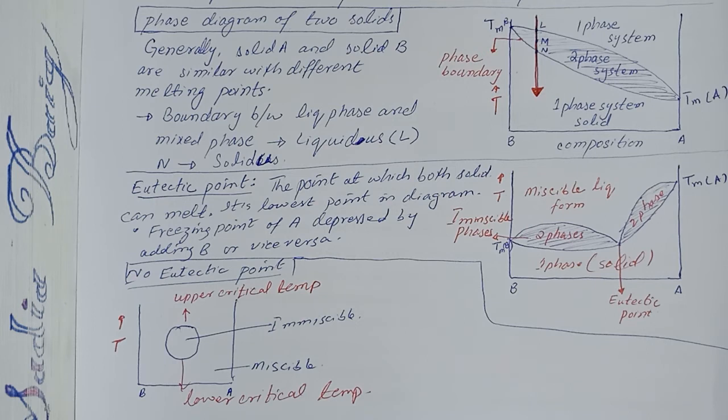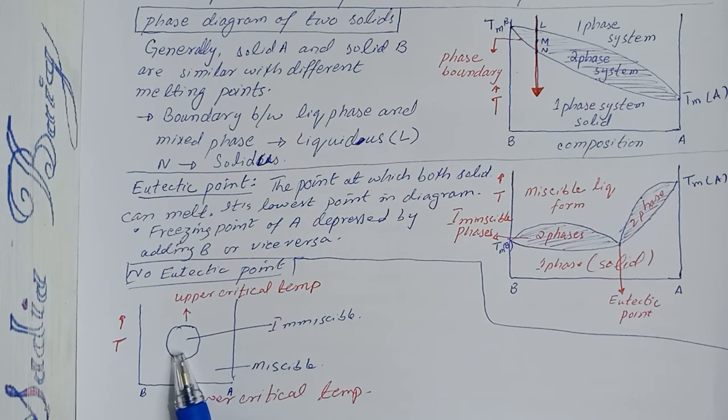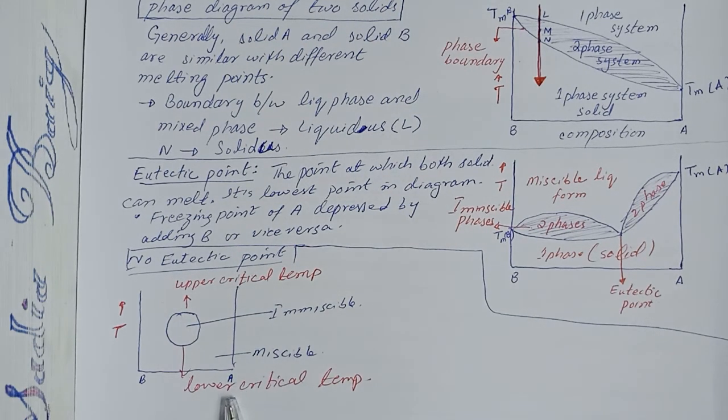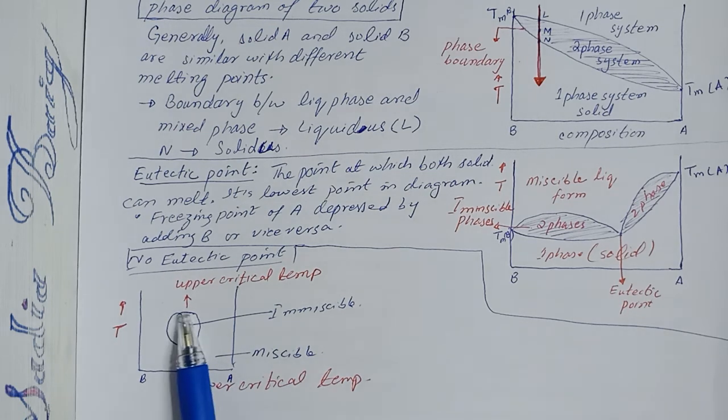Let's check out another phase diagram in which we have the composition of the two components and the temperature is varied over the scale of the y-axis. So here we have a region where specific compositions of the two components have immiscible phase, but overall it's miscible, where only the liquid phase exists. So this boundary is known as the lower critical temperature, and this boundary is known as the upper critical temperature boundary.